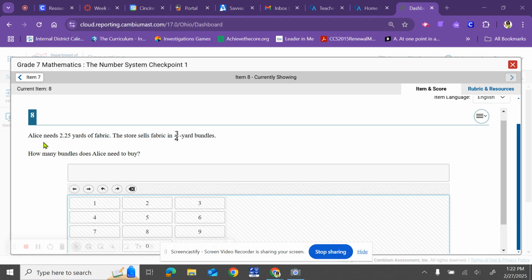It says Alice needs 2.25 yards of fabric. The store sells the fabric in bundles. So you have to buy bundles of 3/4 of a yard. So then it's asking how many bundles does she need to buy in order to have enough fabric. Okay, so to me this is the sixth grade question.